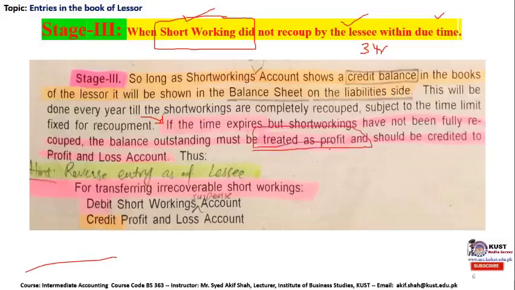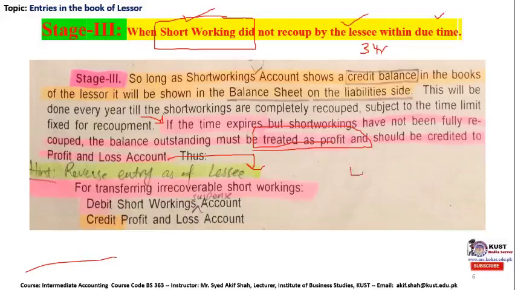Now it's time to consider that short working suspense account as the profit of the landlord, and it should be credited to the profit and loss account of the landlord. Here is a hint to remember the entry: this is a reverse entry of the lessee's book of account. Basically, in the lessee's book of account, profit and loss account was debited and short working account was credited because the short working was an expense for the lessee.